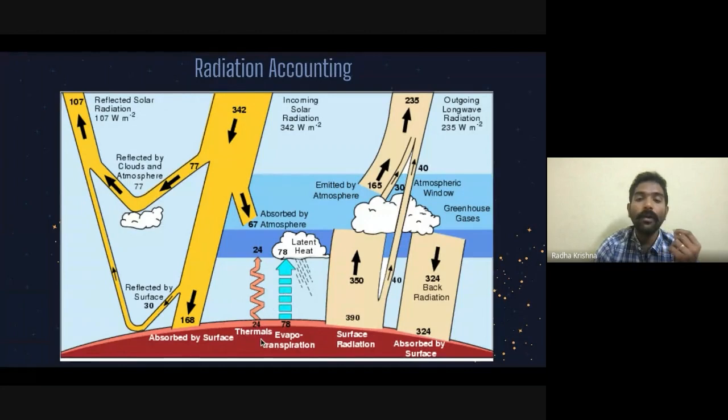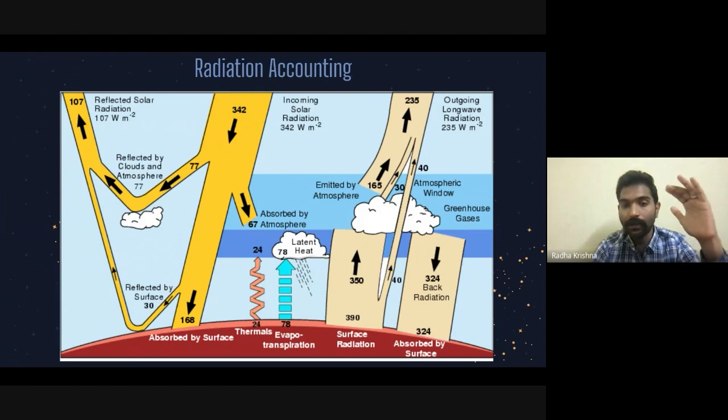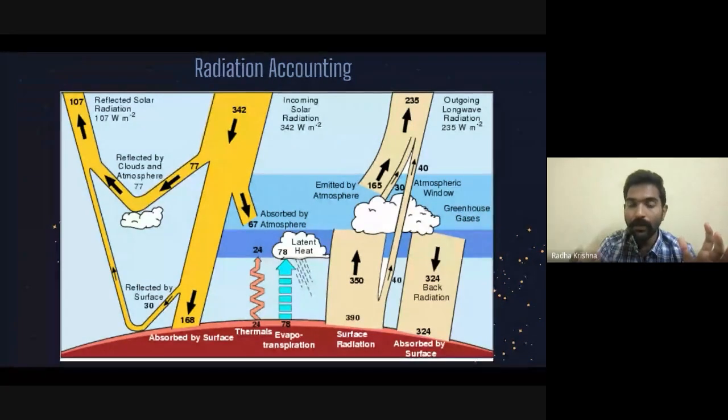So the first component is thermals. Thermals is where your surface is uneven and your heating is also uneven. So for example, if you have a hill, right? The temperature on the hill is very less, so the air is denser there. And when you come down, there's a lot of light, high temperature air, which is lighter.